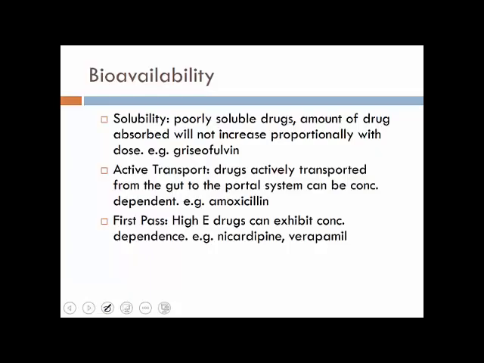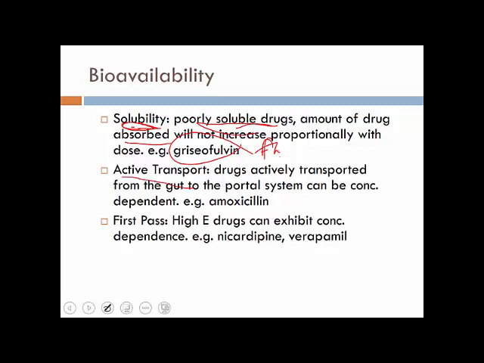So remember, bioavailability, we can have poorly soluble drugs where you will have a ceiling of what can be absorbed because it can't keep up with the amount of drug. So griseofulvin is non-linearly absorbed, so the Fa is non-linear, but it's simply because it can't get into solution when it gets into the higher concentrations.